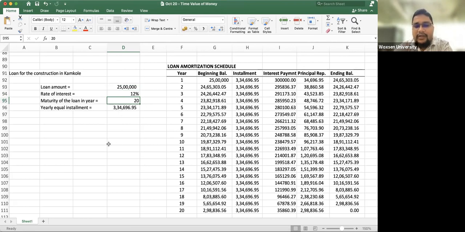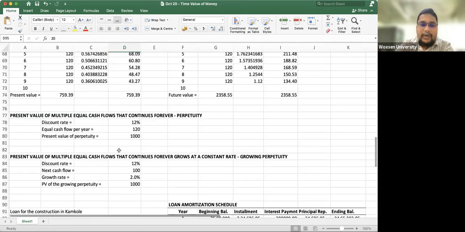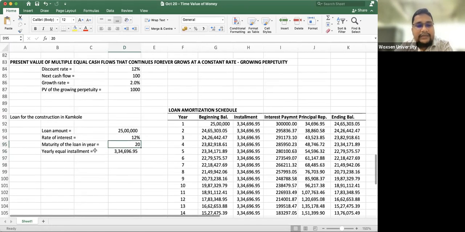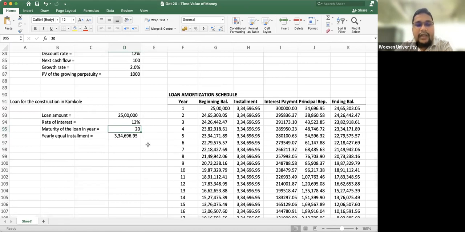If we carefully look at it, we find that it is an annuity because our installment is equal every year, and it is limited for 20 years. So it is similar to this one. You can see we have 120, 120, 120 every year, and this is limited for a certain number of years, 10 years in this case, but in our loan case, it is for 20 years. So it is also an annuity. Do you understand?